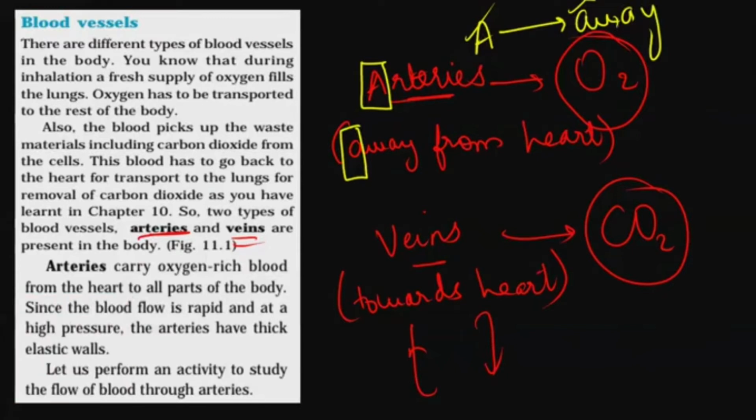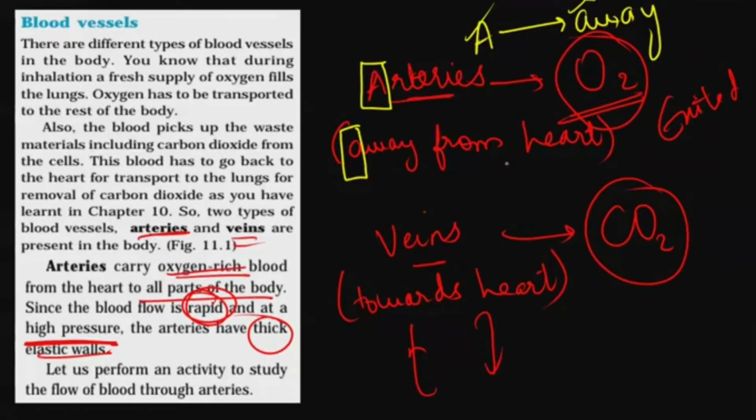So as I said, arteries carry oxygen-rich blood from the heart to all parts of the body. The important part here is the blood flow is rapid and at high pressure. So arteries have thick elastic walls. When the blood is oxygen rich, it is very excited because it wants to supply the entire body with oxygen. So it is rapid, it is fast, it is under high pressure because it is going at high speed. So the artery should have thick walls to sustain this pressure. Otherwise, there can be damage, because it's such a high pressure, you need to support it with thick elastic walls.